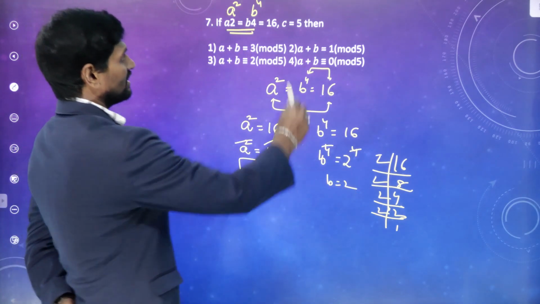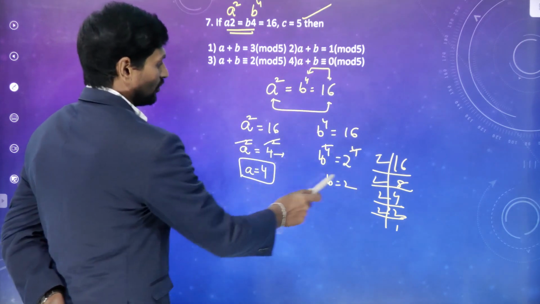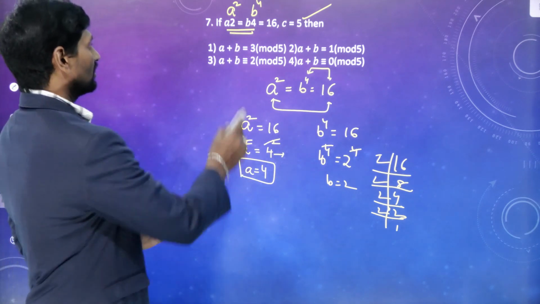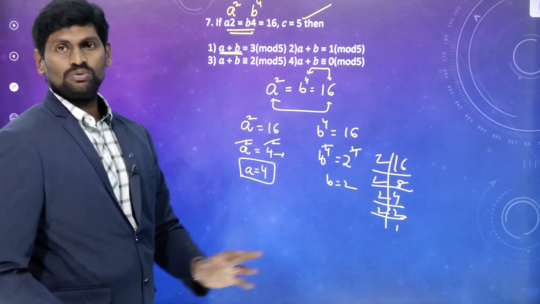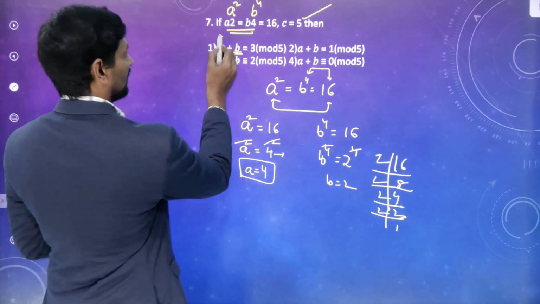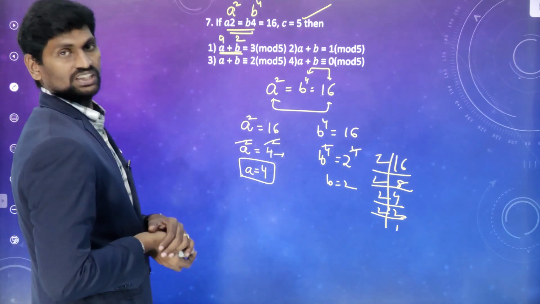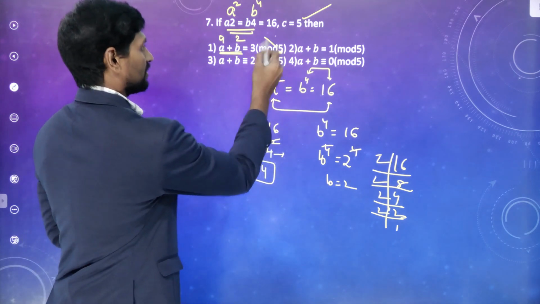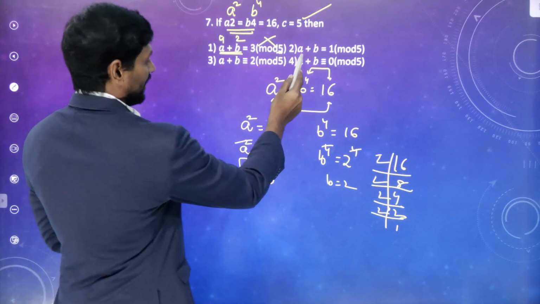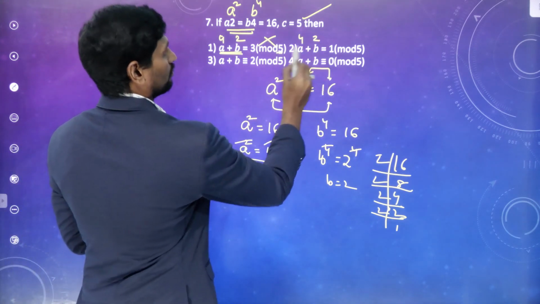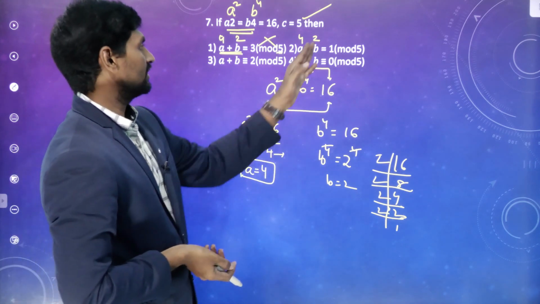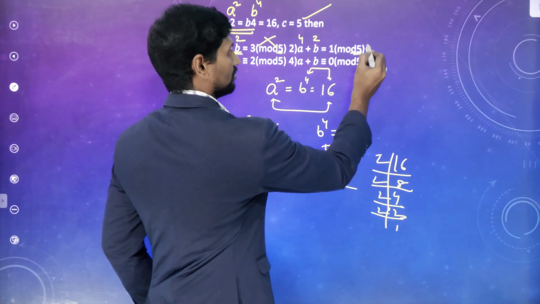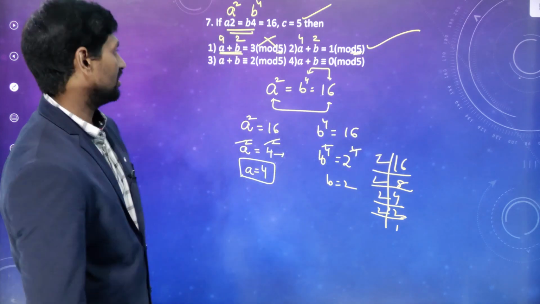What is C? C is 5. So 4 minus 2 is divided by 5? No chance. A plus B, 4 plus 2, 6. Let us go through the options. 4 plus 2, 6. 6 minus 3, 3. 3 is not divided by 5. So option 1 is wrong. A value is 4, B value is 2, 4 plus 2, 6. 6 minus 1, 5. 5 is divided by 5 because modulo 5. Option 2 is right. Let us check the remaining also.